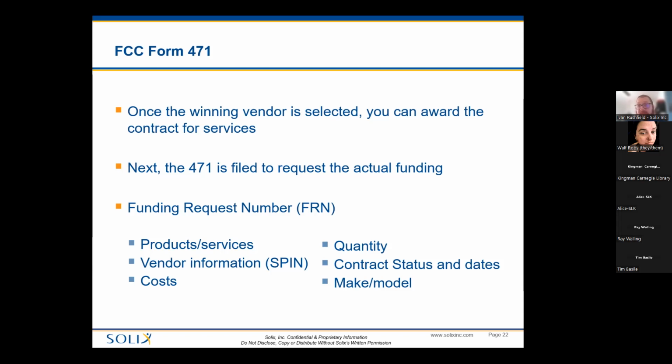On the FRN, we also list the costs, as well as the quantity of items or circuits, or sometimes just the number of months you're getting that service, as well as the contract status and the dates: the contract award date, the contract end date, plus the make and model of whatever equipment you are requesting. That's really important because USAC needs to determine that what you are requesting is eligible. All access points are eligible, but switches and routers sometimes have things that USAC is not going to cover, and they will ask for some kind of cost allocation.